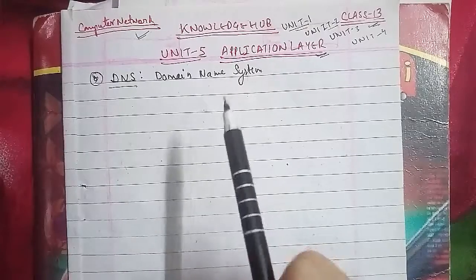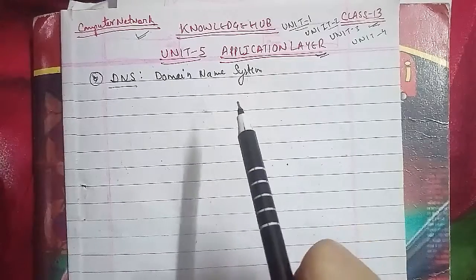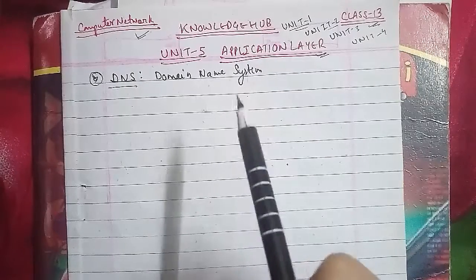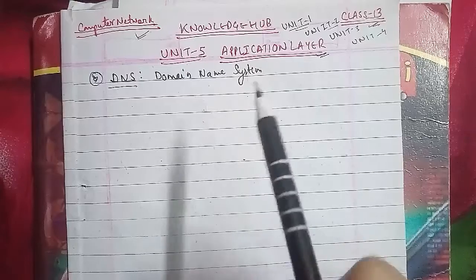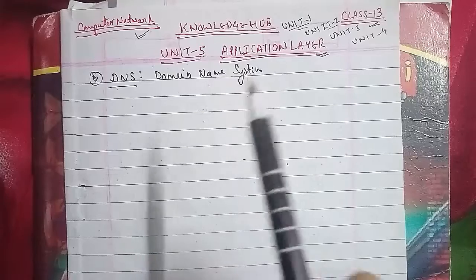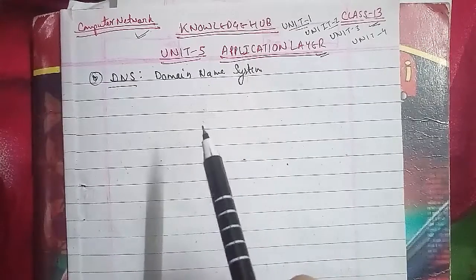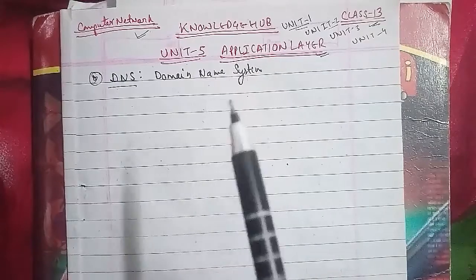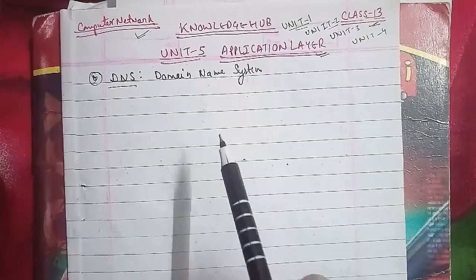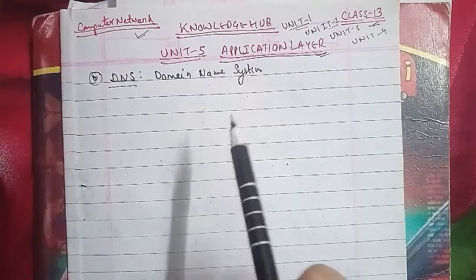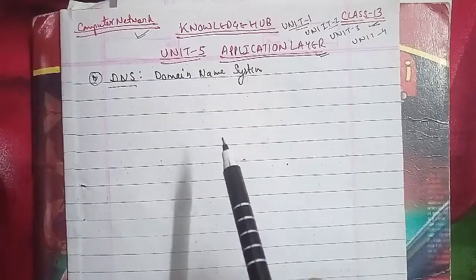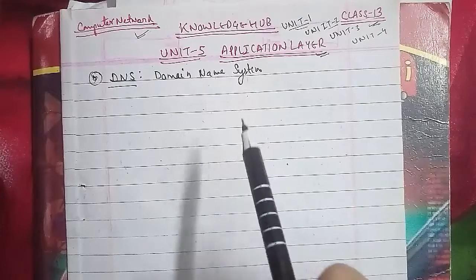DNS is used by application programs for mapping, and it is used to change the alias address to the IP address. For example, a domain name system server is one of the main components of the application layer, where DNS is a host name to IP address translation service. DNS is a distributed database implemented in a hierarchy of name servers, and it is the application level protocol for message exchange between the client and the server.